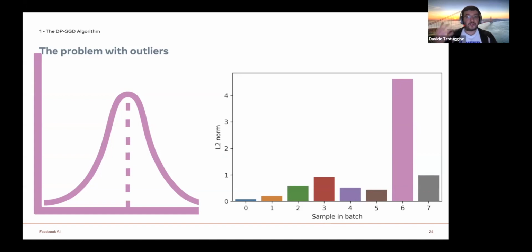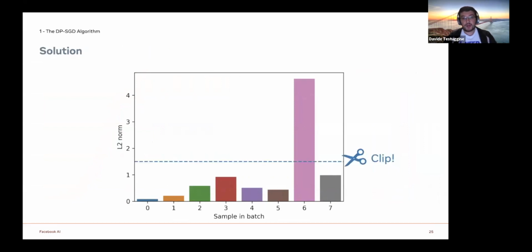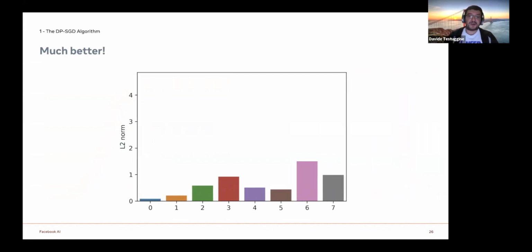So we need to find a way of fixing both of these. What do we do? Again, the solution is actually remarkably simple. We just flip it. Boom. So in this case, we set a clipping threshold of 1.5. Anything that's bigger than 1.5 gets set back to 1.5. And now this is much better.